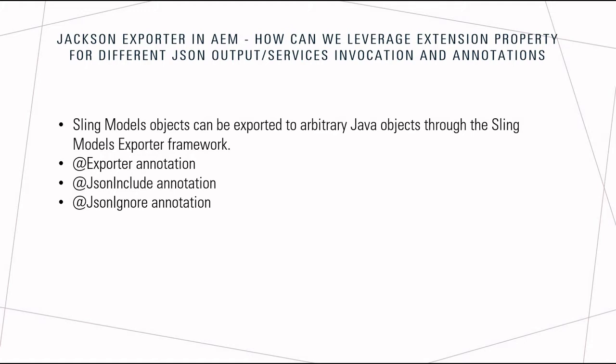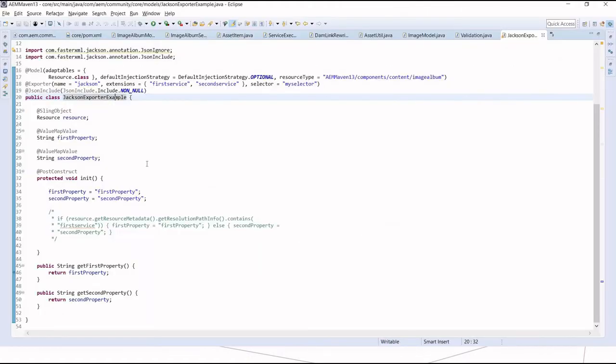I'm going to discuss a very specific use case here: how can we leverage the extension property for different JSON output. For example, you are invoking different services, or maybe your use case is using different extensions. You should get different JSON output. How can we use that, and then different annotations as well. So we are going to discuss the exporter annotation, JSON include annotation, and JSON ignore annotation. Let me jump on to the demo.